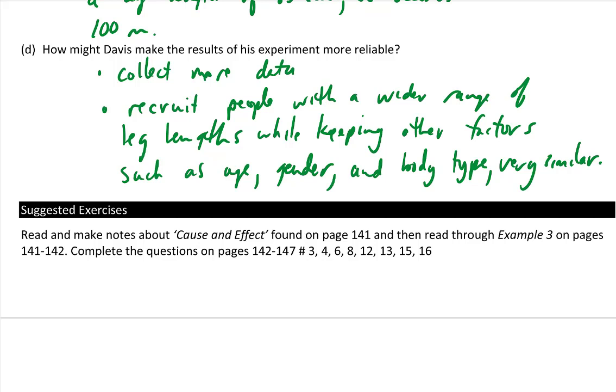Alright, last thing. You should take a few minutes, read and make notes about cause and effect found on page 141 of your text, and then read through example 3 on pages 141 to 142. And once you've done that, complete the following questions.